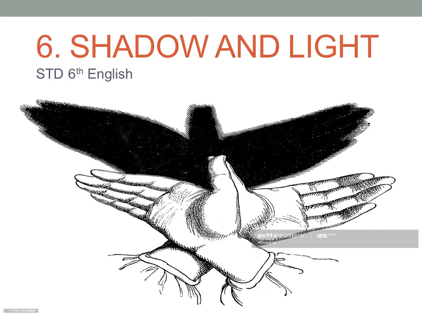Hello dear students, we are doing Unit 6 Shadow and Light in English. We started with this chapter and in Activity 1 we did the poem by Robert Louis Stevenson, My Shadow, and after that we did the activities. Now let's move ahead with Activity 3.